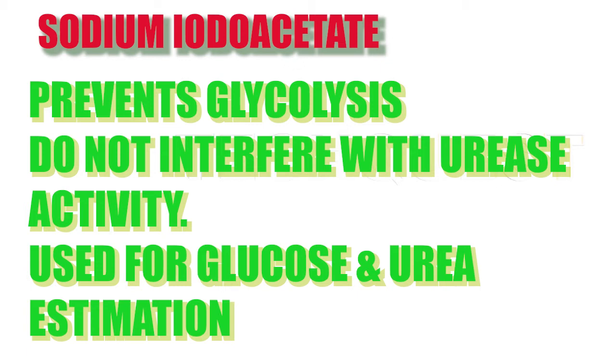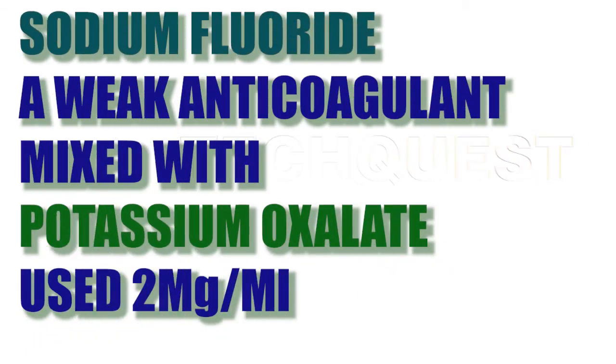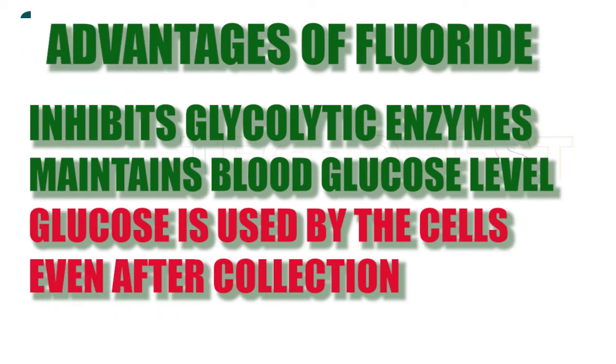Sodium iodoacetate is an effective anti-glycolytic agent and a substitute for sodium fluoride. It has no effect on urease and it can be used for blood glucose and urea estimations. Next is sodium fluoride. It's a weak anticoagulant but is often added as an antiglycolytic to preserve blood glucose. It inhibits the enzyme system involved in glycolysis, together with another anticoagulant such as potassium oxalate. It is effective at a concentration of approximately 2 milligrams per ml of blood.